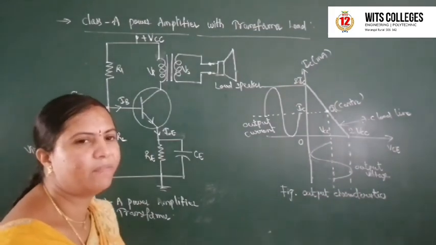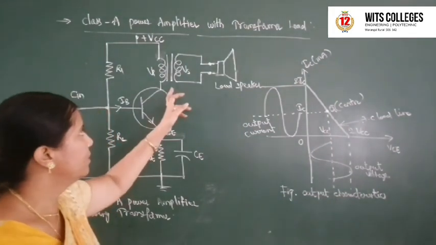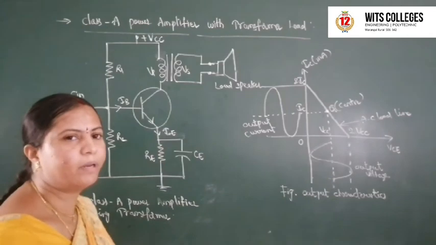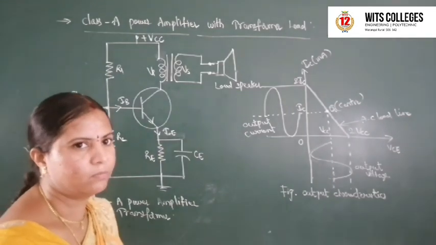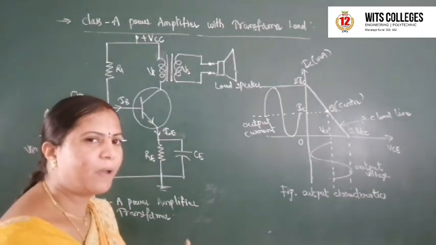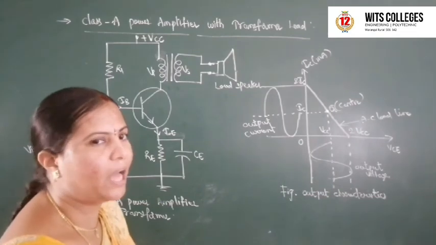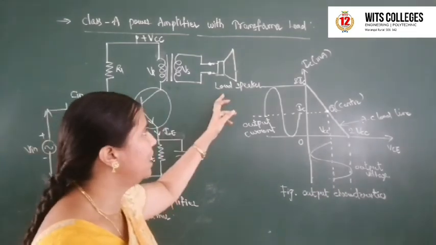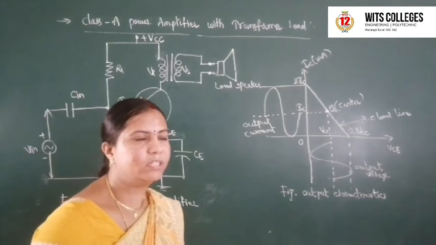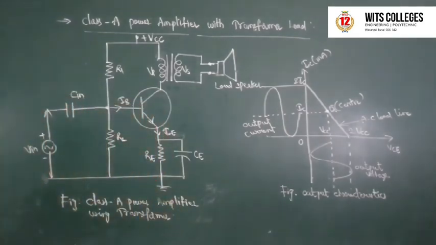What is the main advantage of the transformer connected at the collector terminal? It is used for impedance matching. So with impedance matching, the amplified output power will drive the loudspeaker. So this is the operation of the class A power amplifier.